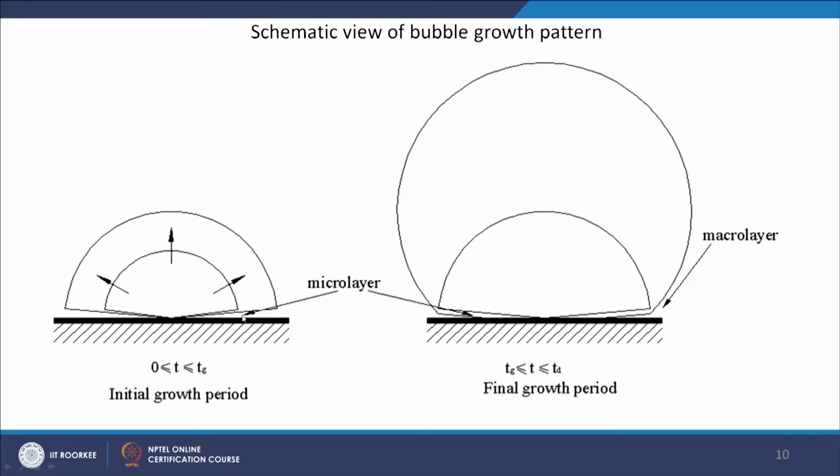After the initial growth period, we have the final growth period, where we have two layers. The first layer is termed the micro layer, and in the second growth period, apart from the micro layer, we have another portion called the macro layer. Here you can see this is the micro layer, and here we have the macro layer. At the junction of the macro layer and micro layer there will be a change of radius of curvature. So, the curvature will not be continuous at the junction.